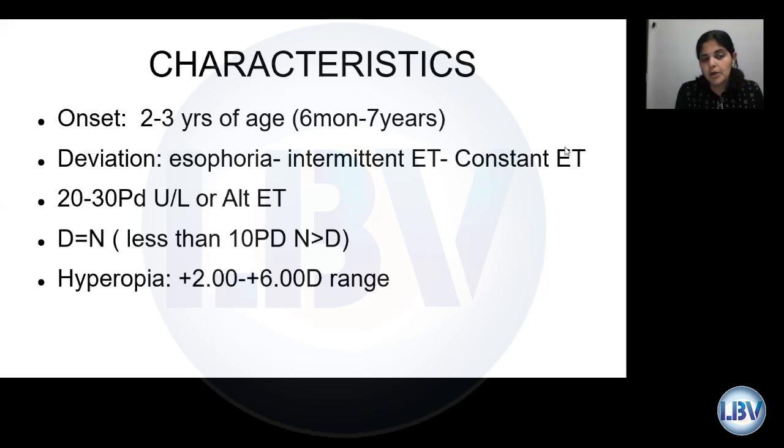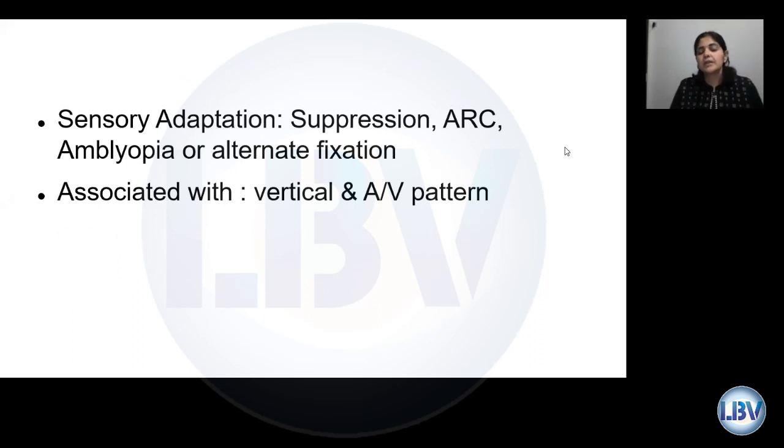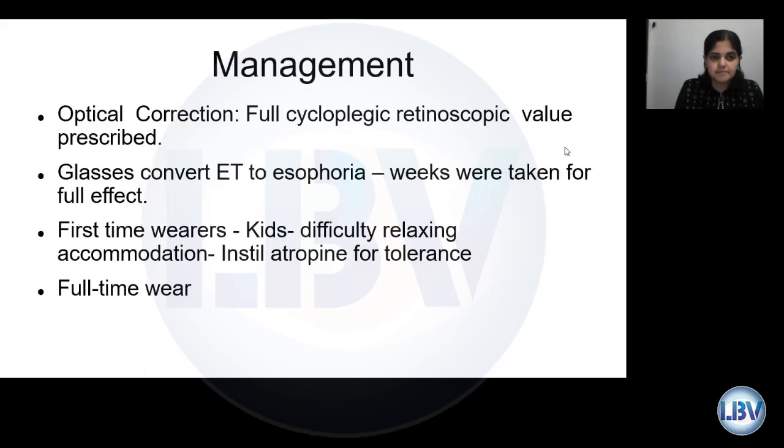It is about 20 to 30 diopters, and usually it is unilateral but can be alternating as well. Distance and near esotropias are almost the same. It will be within the range of 10 prism diopters, and the hyperopia in this particular type usually ranges between plus 2 to 6 diopters. Depending on whether it is alternating or not, you may tend to see suppression and ARC, and there is a chance of an AV pattern to be associated along with this kind of squint.